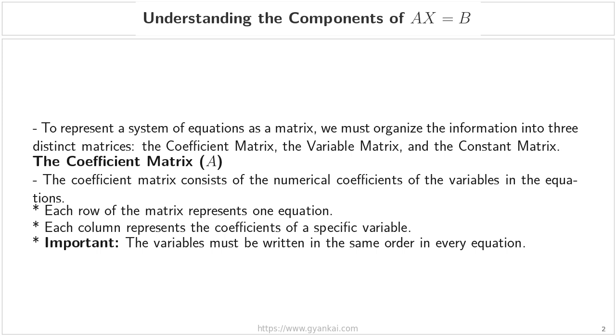This matrix is made up of the numerical coefficients. That is, the numbers multiplying our variables from our equations. When you are building this, remember that each row in the matrix represents one full equation, while each column represents the coefficients for one specific variable.